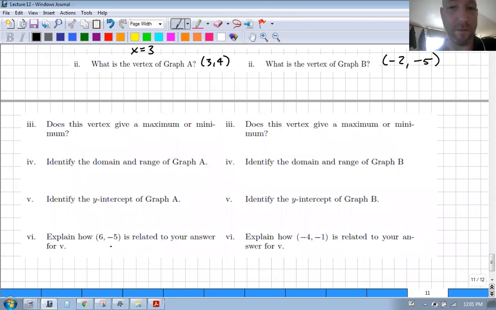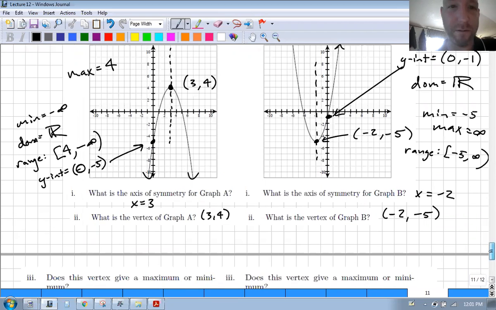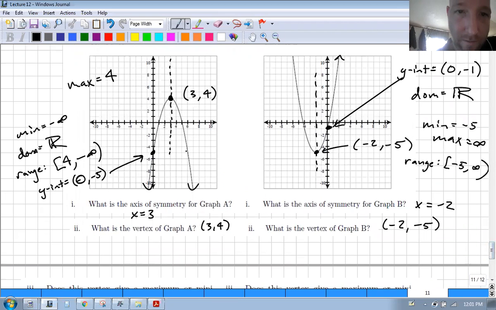All right, explain how (6, -5) is related to our answer. (6, -5) is opposite our y-intercept. Whenever you use the vertex formula, you get this point. Then you can just look at your C value to get this point. Once you have that, you kind of know what this one is, because you know the distance between here and here, so just go that much further over.